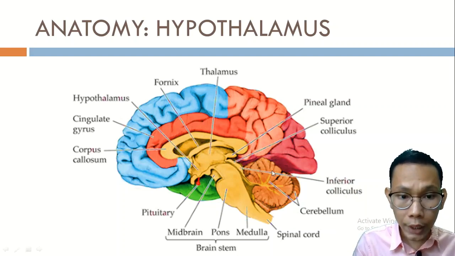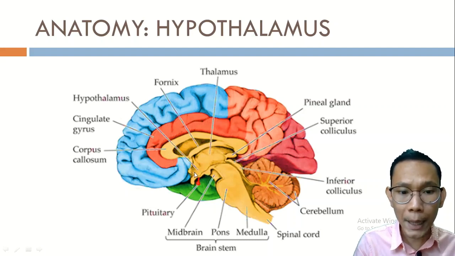Then this part here is your thalamus. And then below the thalamus is your hypothalamus. That's why it is termed hypothalamus. And below the hypothalamus is your pituitary gland. Now, in terms of the boundaries of your hypothalamus, it is superiorly bounded by your thalamus and inferiorly bounded by your pituitary. And it is posteriorly bounded by your brainstem, which comprises your midbrain, pons, and your medulla.